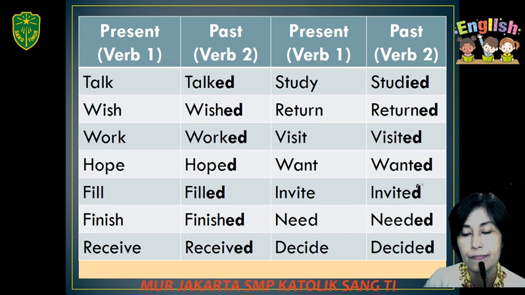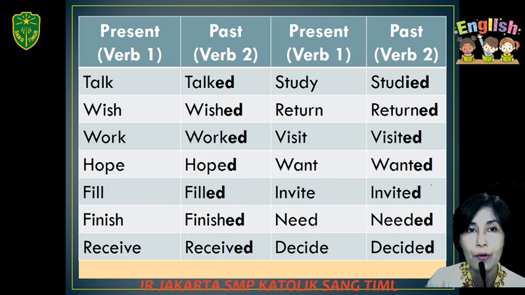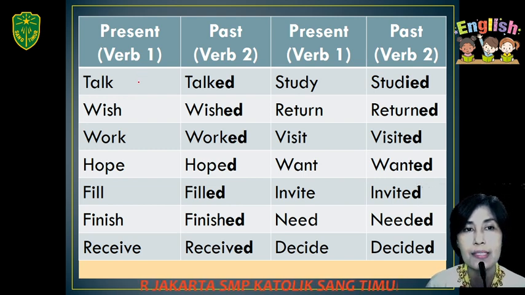Verb 1, verb 2. It means in the present tense you have verb 1 or base verb or infinitive. Some people say infinitive or verb 1, that is for present tense. In the past, especially the simple past, you have verb 2. So you just put ed at the end of the verb to make the past.